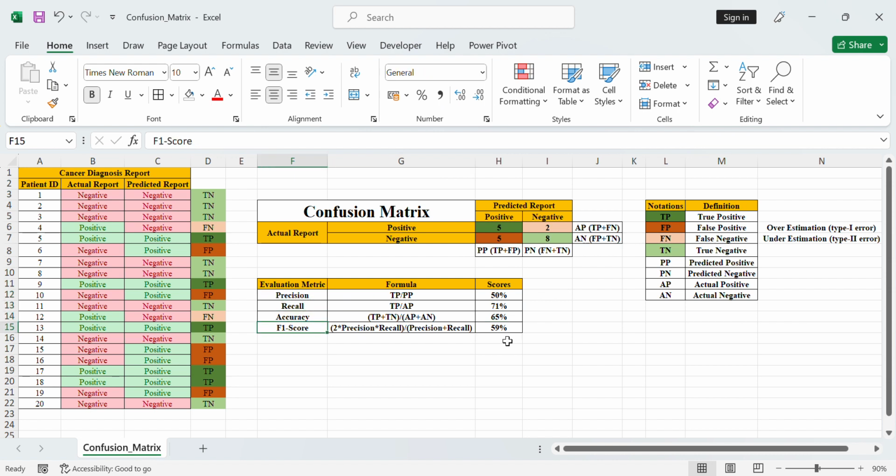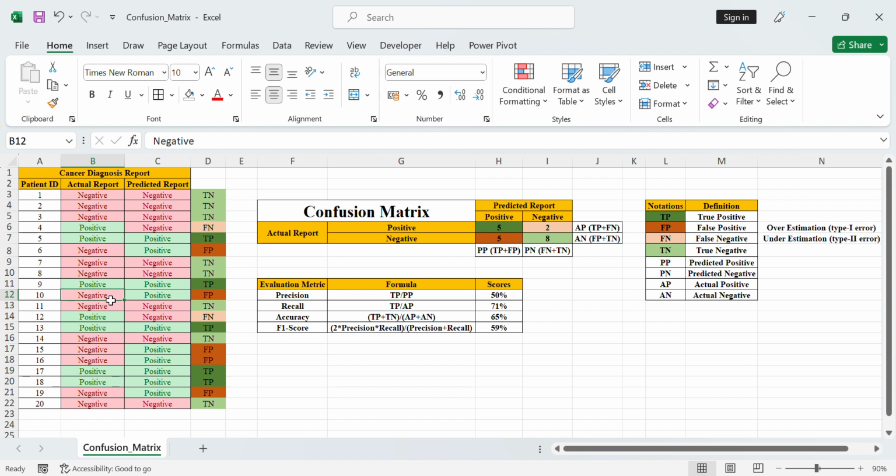And let me tell you, here I have mentioned FP as overestimation, type 1 error, and FN as underestimation, type 2 error. What does it mean, overestimation or underestimation? FP means false positive, that means falsely predicted as positive. So the machine has predicted as positive, but it is false, it is actually negative.